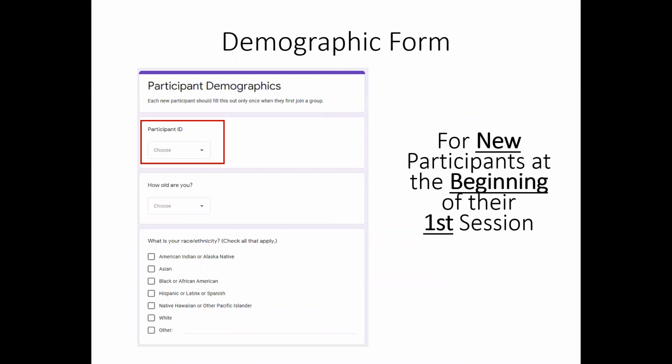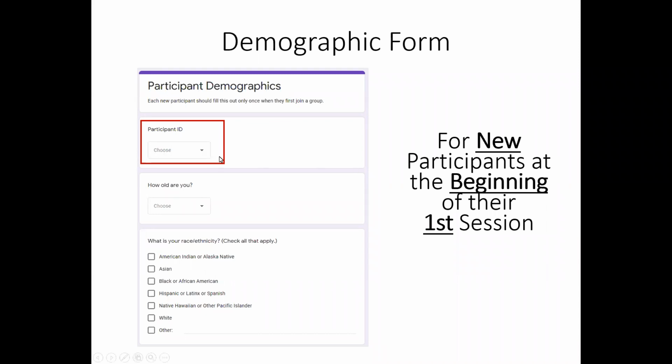So the first form we're going to be talking about is the demographic form. You'll send each new participant a link to fill out the demographic form at the beginning of their first session. So it should only be filled out once for each participant. And all of the questions in this virtual form that you have the link to are the same as those on the paper form.